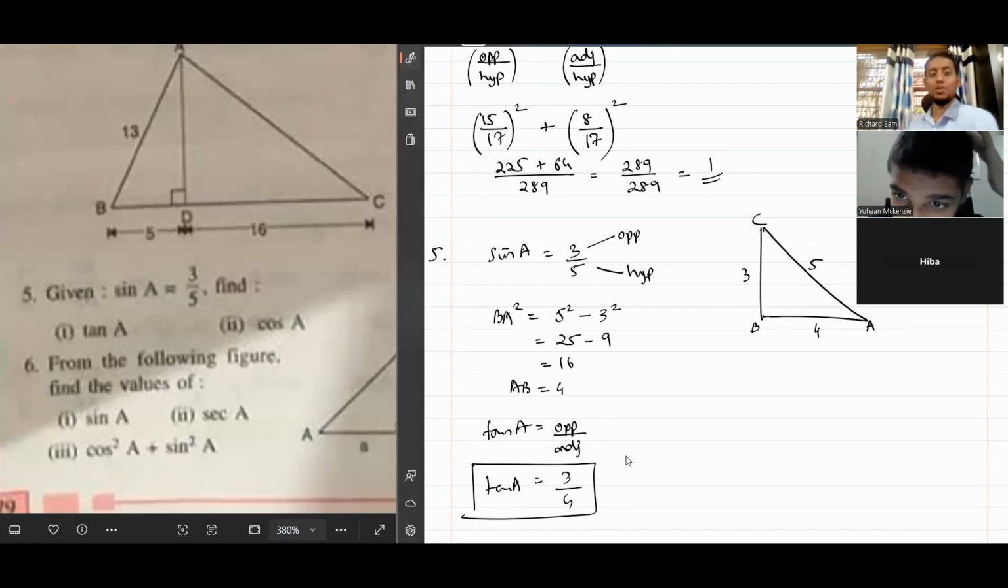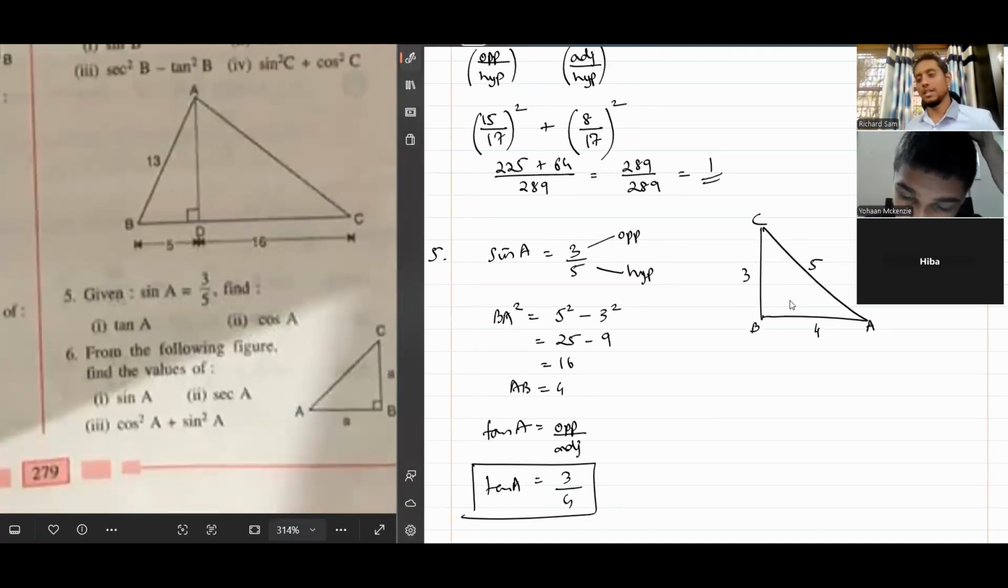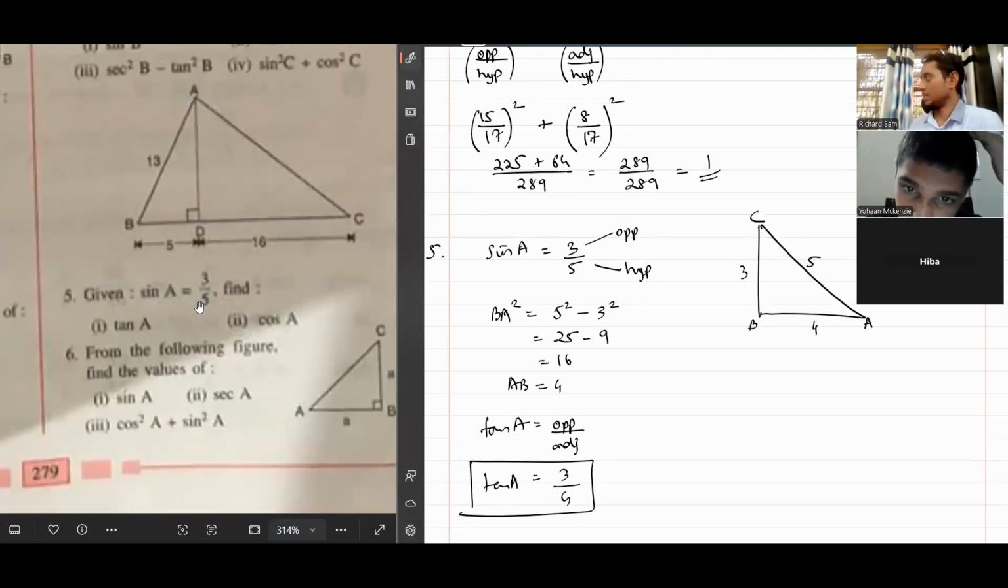So this is when there is no diagram. So then you draw the diagram with the 2 sides that are given and then find the third side and use that to find your missing values. Is that clear, everyone? Write this down.